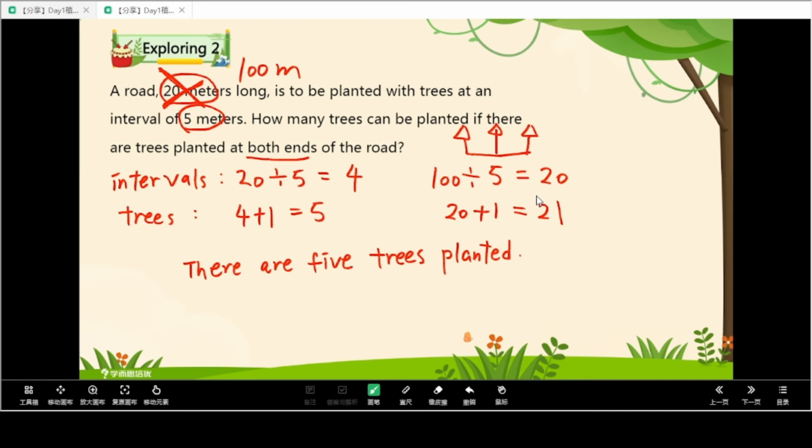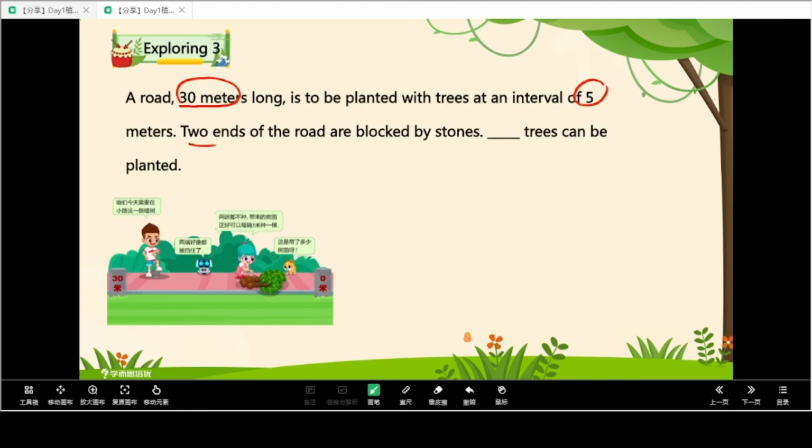A road which is 30 meters long is to be planted with trees at an interval of 5 meters. Two ends of the road are blocked by stones. Remember this. And so how many trees can be planted?